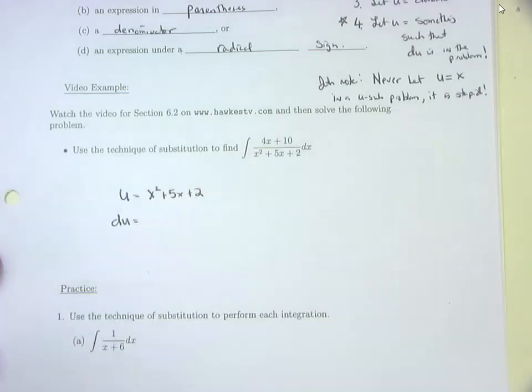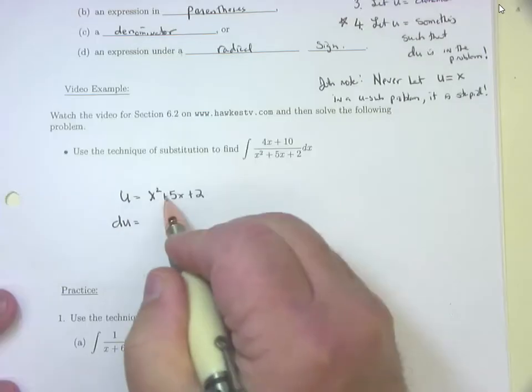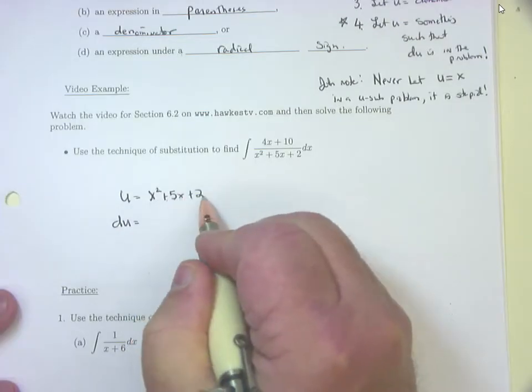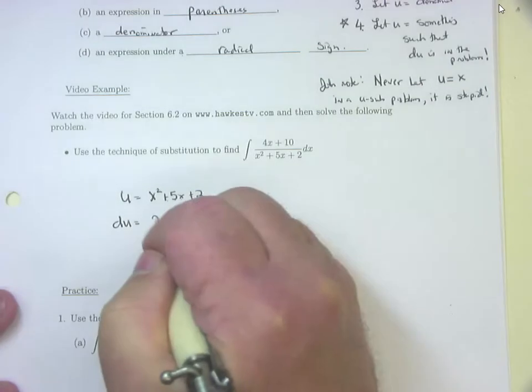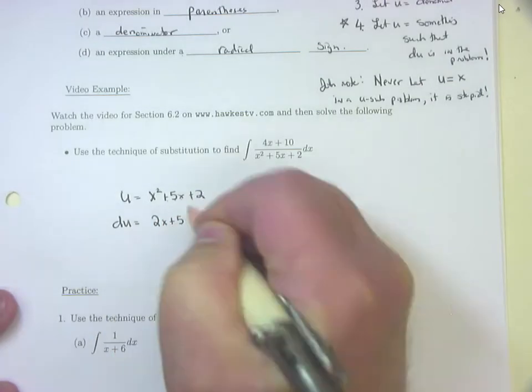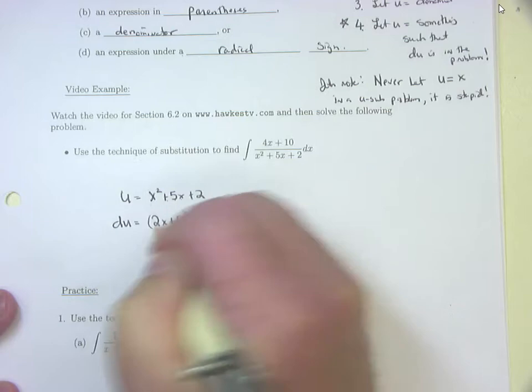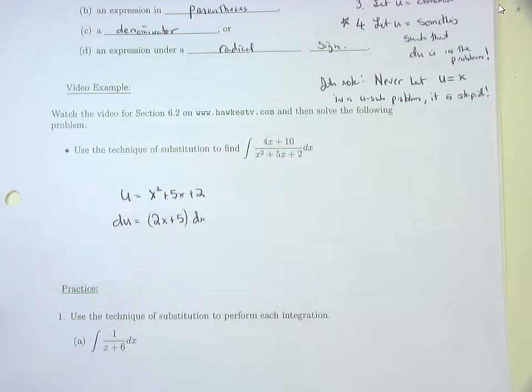Then, step 2, take du. You want steps? I give you steps. Step 1, find u. Step 2, find du, the derivative. What is the derivative of x squared plus 5x plus 2? 2x plus 5. Put a little parentheses around it and put a dx on it. That's just to denote the fact that you took the derivative with respect to x, and it's going to substitute into your integral, which has a dx on it.